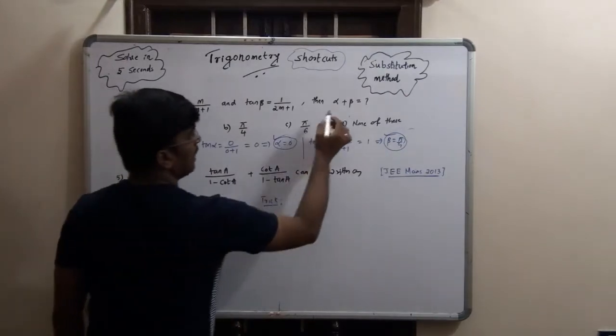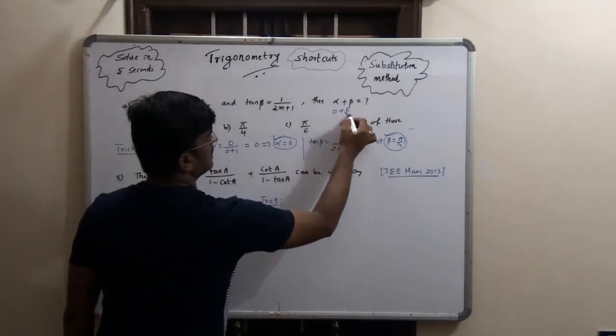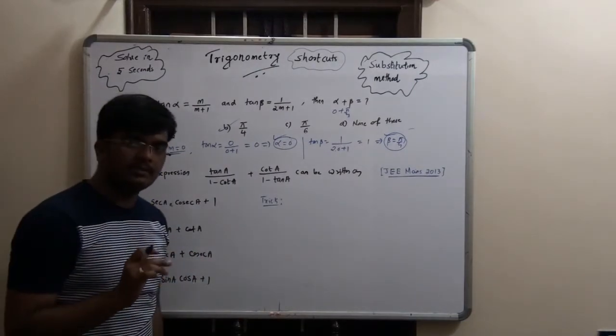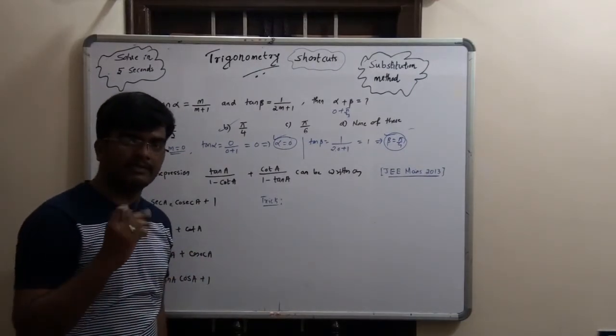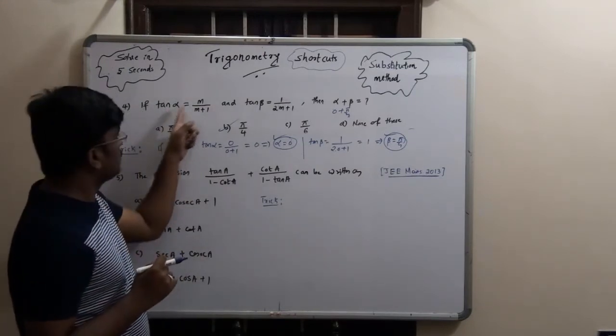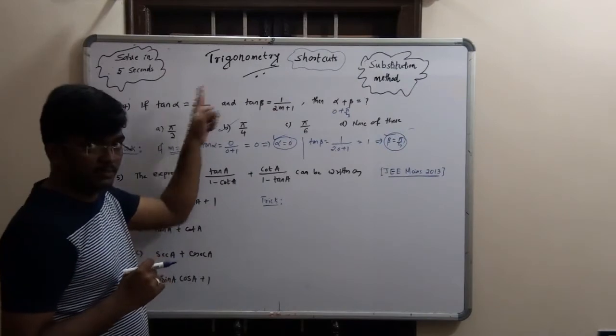What do I get here? Alpha plus beta is nothing but 0 plus pi by 4, which is pi by 4. You can ask the question, sir, why m is equal to 0? Why can't m be some different value? If you take m is equal to 1 here, tan alpha is equal to 1 divided by 1 plus 1, nothing but 1 by 2.